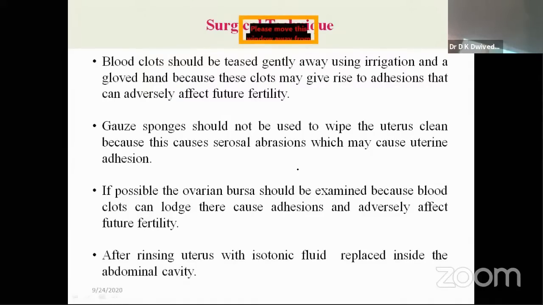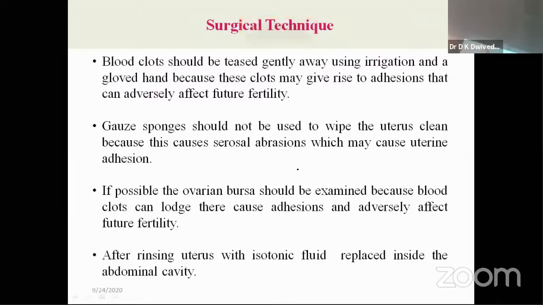Now, practically most of the time it is not possible, but if possible, try to examine or visualize the ovarian bursa also, because if blood clots are there on the ovarian bursa, that will lead to severe adhesion formation, and that adversely affects the future fertility of the animal. So this is also a very, very important step. If you are able to visualize and examine the ovarian bursa during the surgical procedure, you must examine it and remove whatever blood clots are there for the prevention of post-operative adhesions.